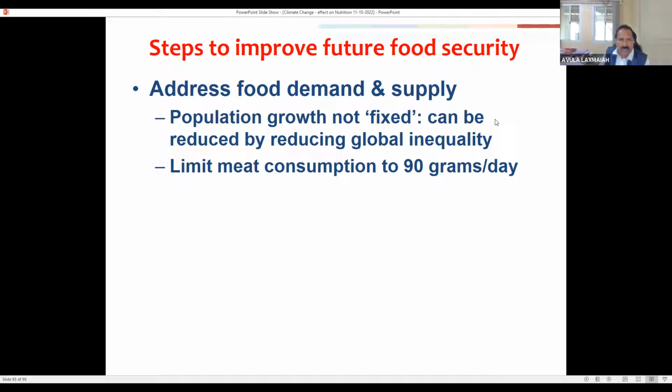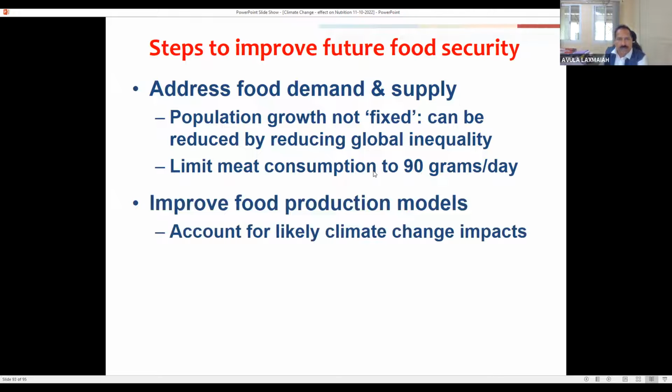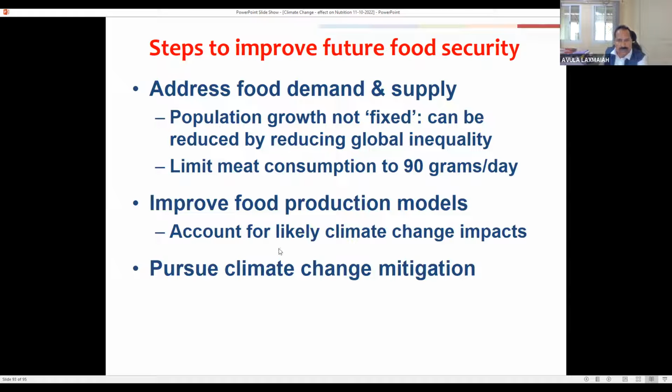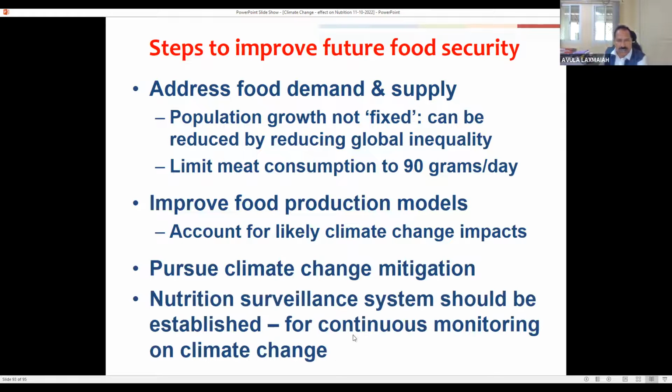And steps to improve further food security: address food demand and supply. Population growth can be reduced by reducing global inequality. Limit meat consumption to 90 grams. Of course, in India the average meat consumption is only 34 grams per day, but in some other countries it is very high. So improve the food production models and pursue climate change mitigation. And this is very important.